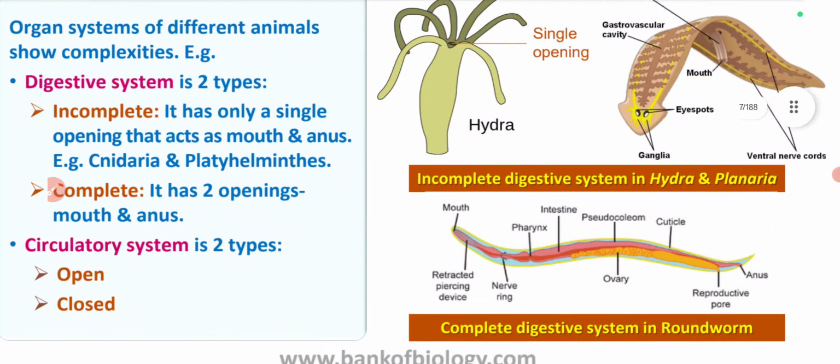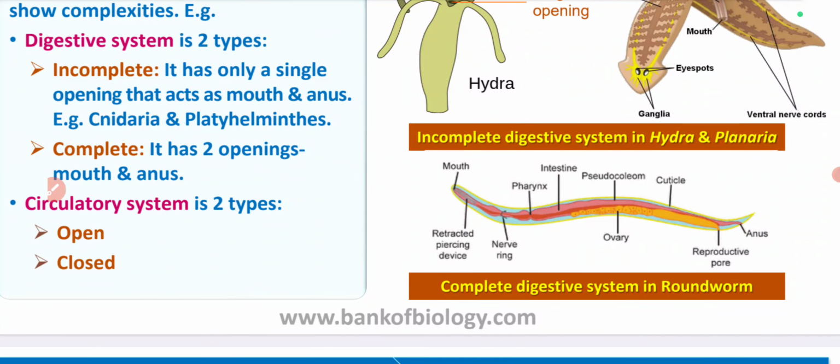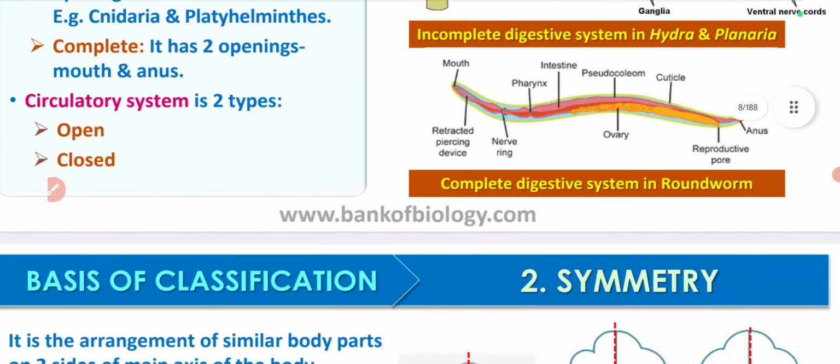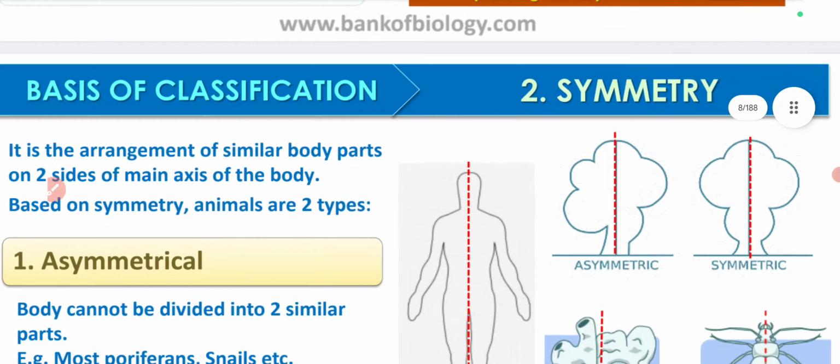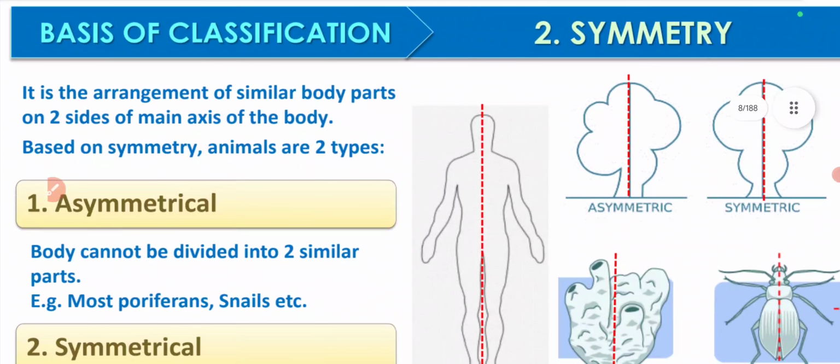And complete means they have 2 openings, mouth and anus, both at 2 different portions. So they are called complete digestive system. We are going through thoroughly all the different animals that have incomplete and complete systems. Like human beings, we have a complete digestive system. And coming to circulatory system, it is of 2 types, open and closed. We are going through these details in this video.